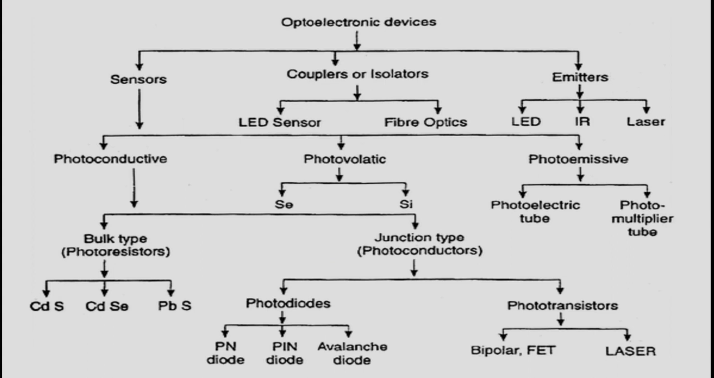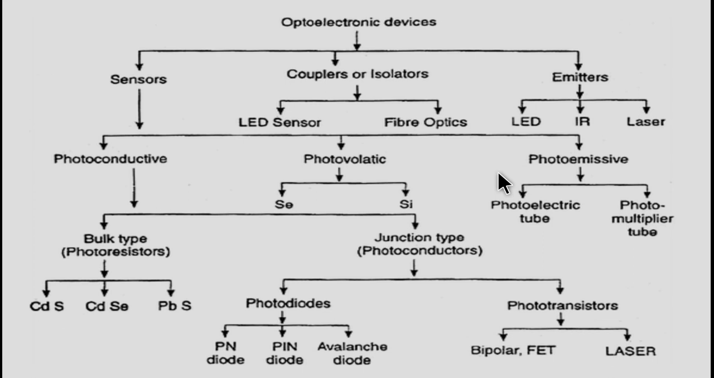Now we discussed the classification of optoelectronic devices. Optoelectronic devices have mainly three types: sensors, couplers and emitters. In sensors, we have three main categories: photoconductive, photovoltaic and photoemissive. What exactly is a sensor? A sensor is a device that detects or senses an event or change in the environment and responds with some output to another system.